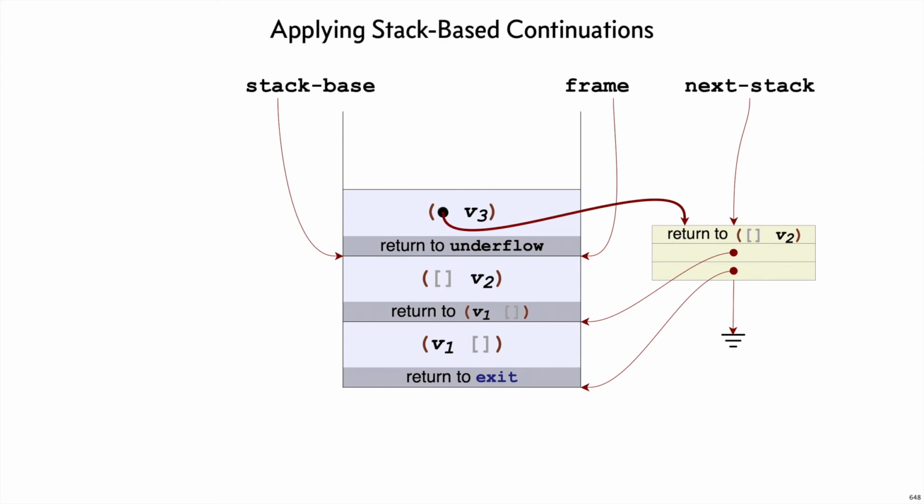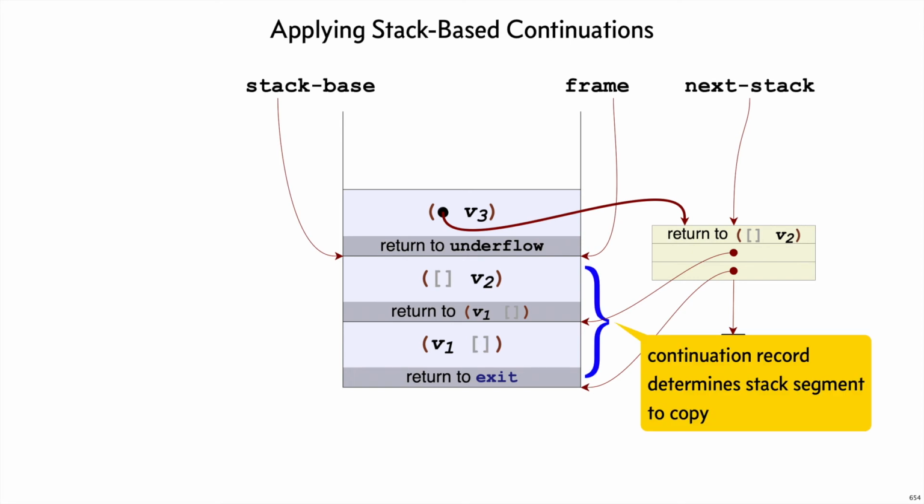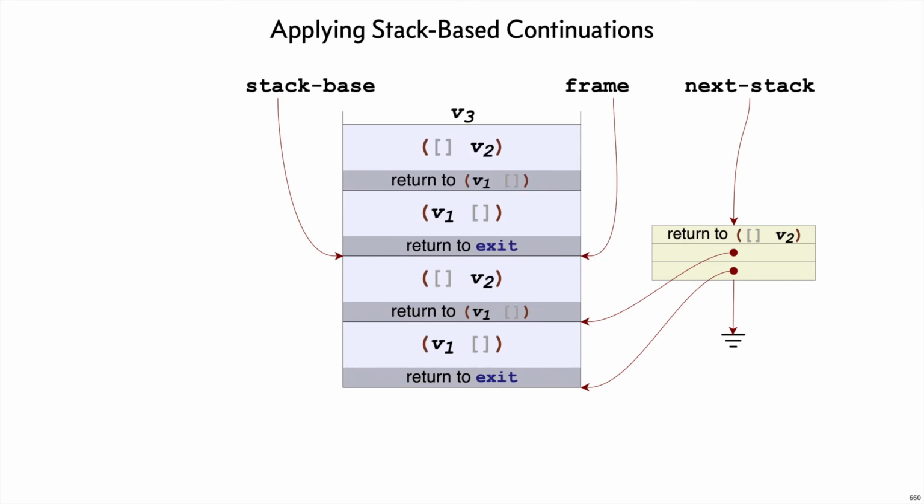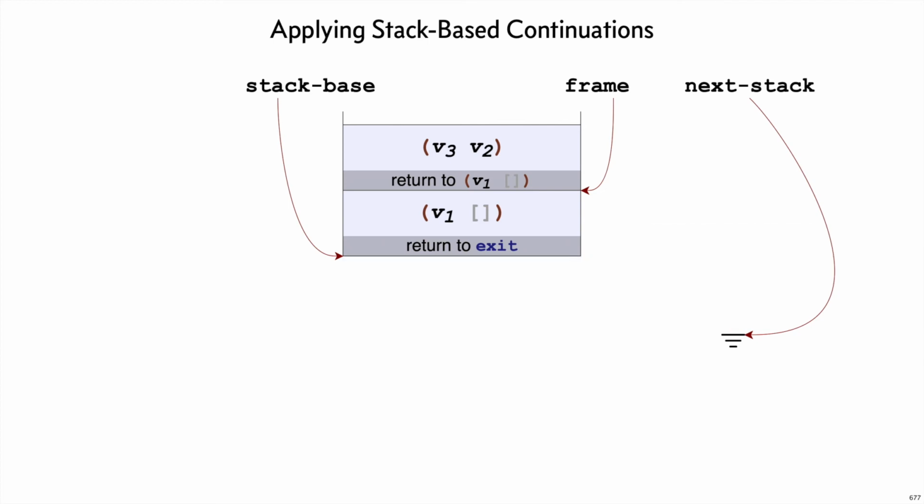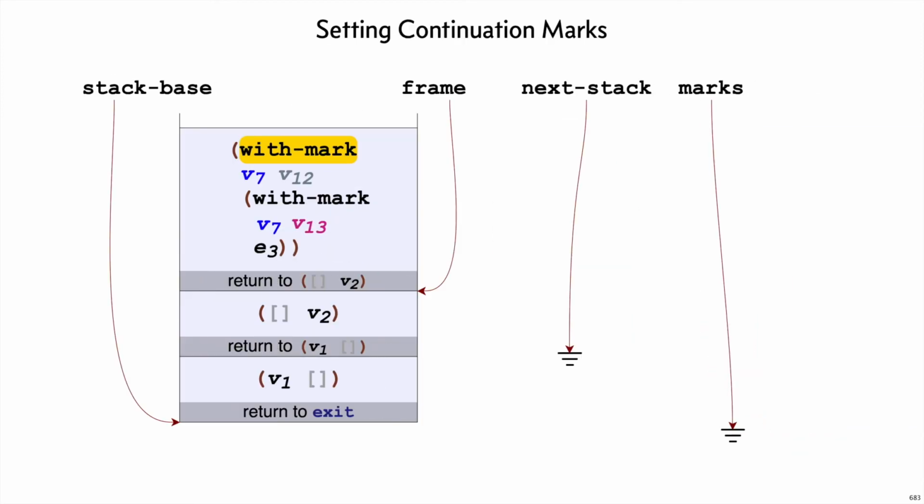If we're in this state where we're about to apply the continuation, then the continuation record identifies that old stack segment to copy in. So that gets copied in, replacing what was there. The argument to the continuation gets delivered as the result into that first frame, and evaluation proceeds. Meanwhile, the next stack pointer is adjusted to point past the continuation that we just applied. If there are no other references to that continuation, then it can be garbage collected, and once again we get back to the simple state as if we had just returned v3 directly. Finally, we're ready to implement continuation marks.